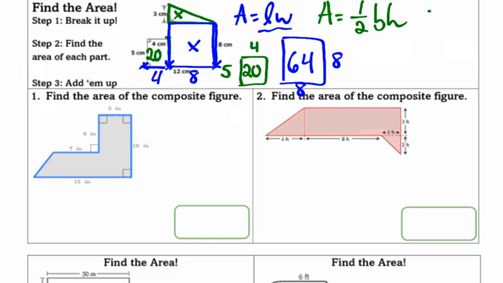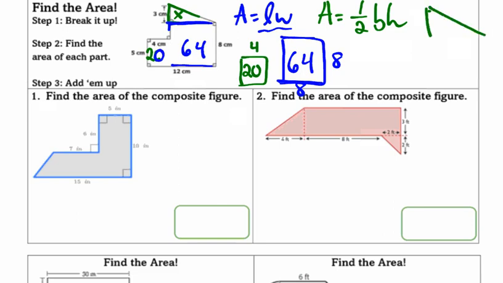Alright, now we just have the triangle left. So I actually found an important piece for that though. This bottom side, the same thing as the bottom of this rectangle. The bottom of that rectangle, the top of the rectangle, are both that same length of 8. So for this green triangle, I have a base length of 8 and a height of 3.